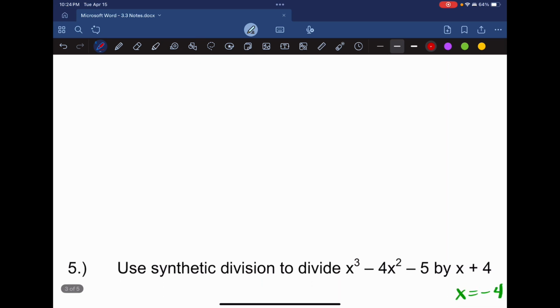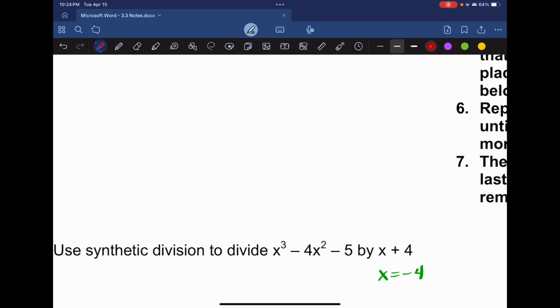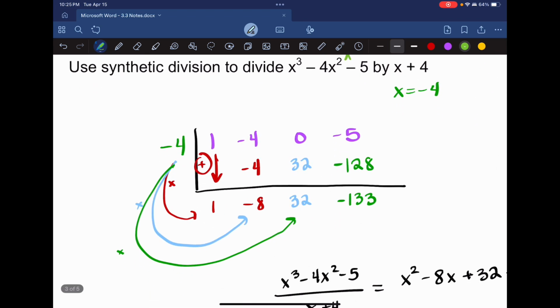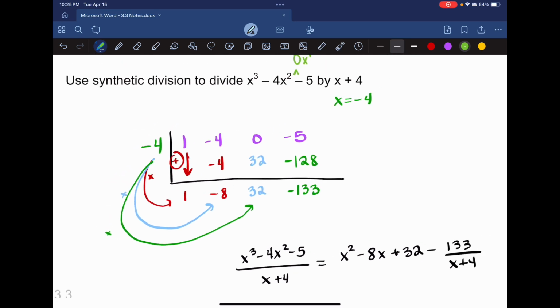All right, let's try this one. Again, notice I have a missing linear term here, so I'm going to need a placeholder in there. Go ahead and try this one on your own. All right, here's my work for this one. We get kind of an ugly remainder with this one. I plug in all my values. I have my 0 outside. I follow the process. My remainder is -133 over x plus 4. And I bring the rest of my coefficients down.